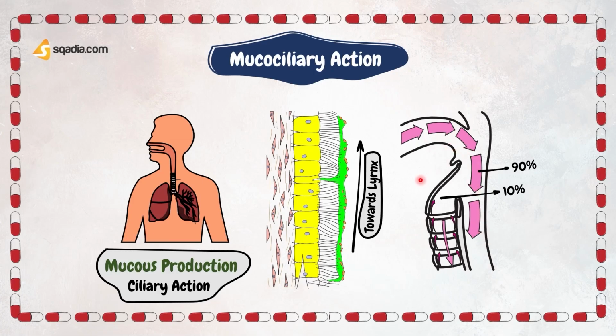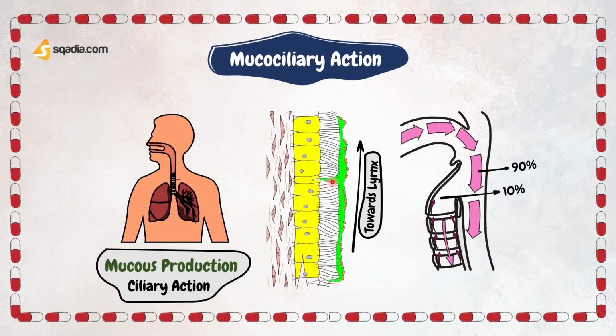This movement is driven by the cilia, hair-like structures that extend from the surface of the respiratory epithelium. The cilia beat in a synchronized fashion, creating a wave-like motion that moves the mucus layer along the surface of the respiratory epithelium towards the throat. Once in the throat, the mucus is either swallowed into the stomach or expelled from the body. Mucociliary action plays an important role in maintaining healthy respiratory function and preventing infections.